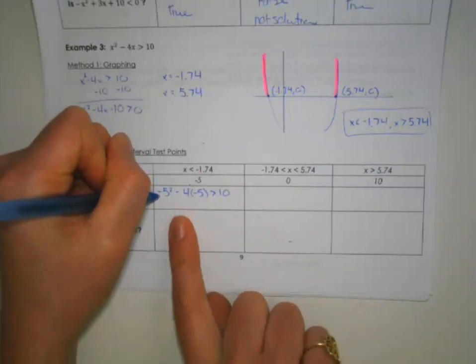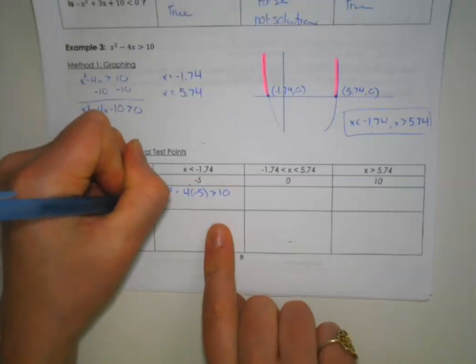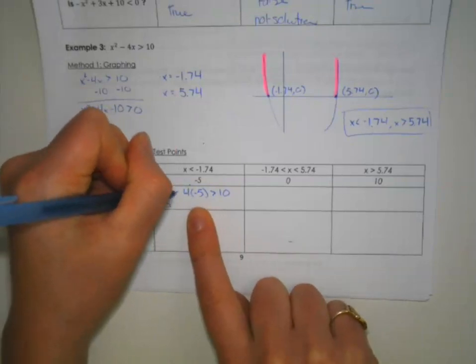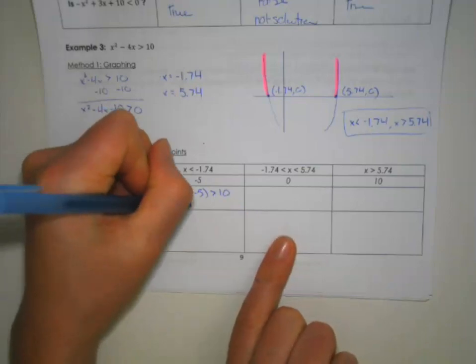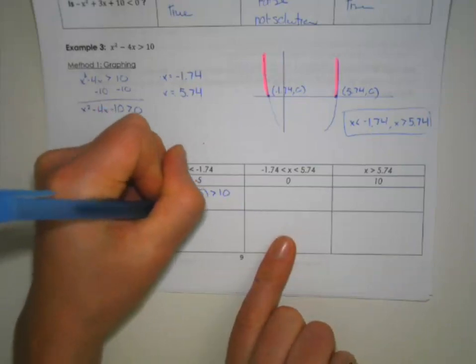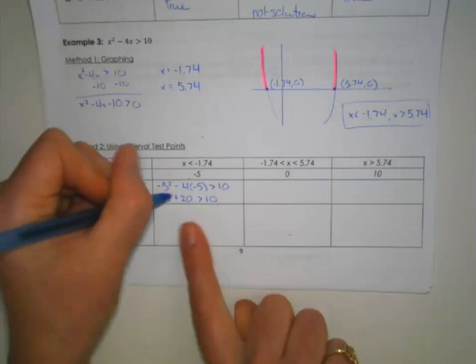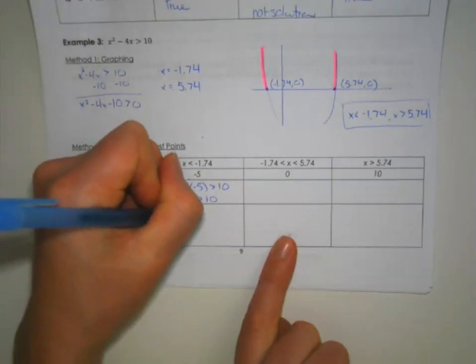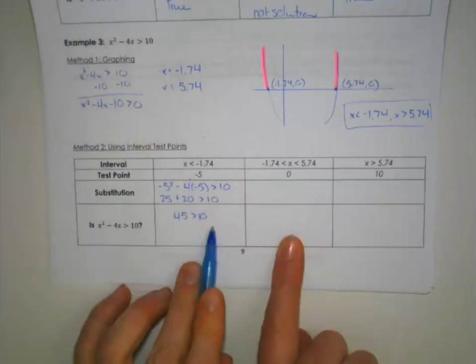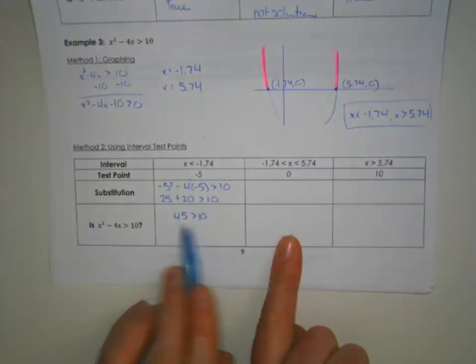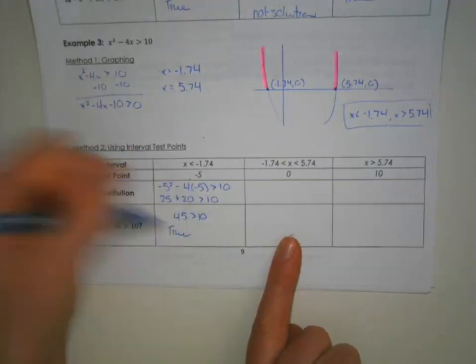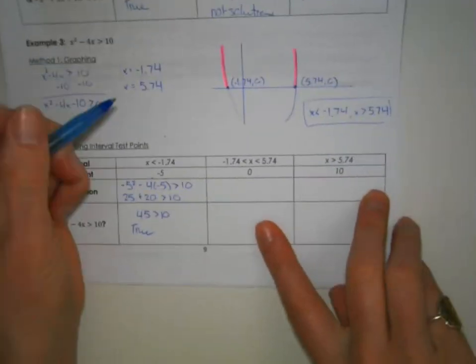So negative 5 squared is 25. Minus 4 times negative 5 is negative 20, so minus negative 20 is plus 20, and greater than 10. So 25 plus 20 gives us 45, which satisfies that inequality, so it is greater than 10, and so we would say that's true, so that means it's part of the solution area.